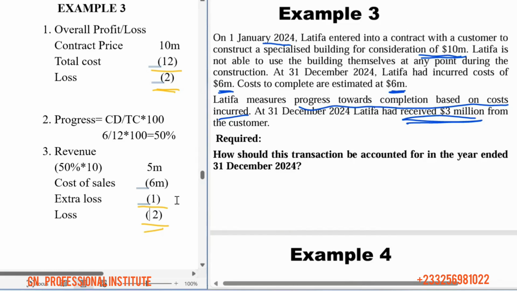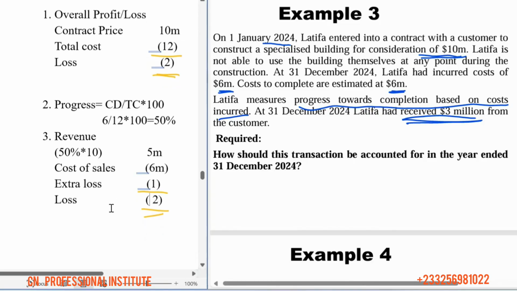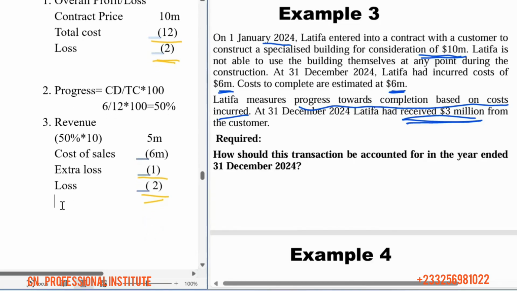But I'm saying, the standard is saying if there's overall contract loss, we have to record the whole loss. From step 1, the overall contract loss is 2 million. Are you following? So we have to record all the 2 million. So 5 million minus 6 million gives us 1 million. We have to add extra loss of 1 million, so that our total loss will be 2 million. And that's the difference here. So that's how we treat onerous contract. Don't forget, if there's overall contract loss, that's how we treat it.